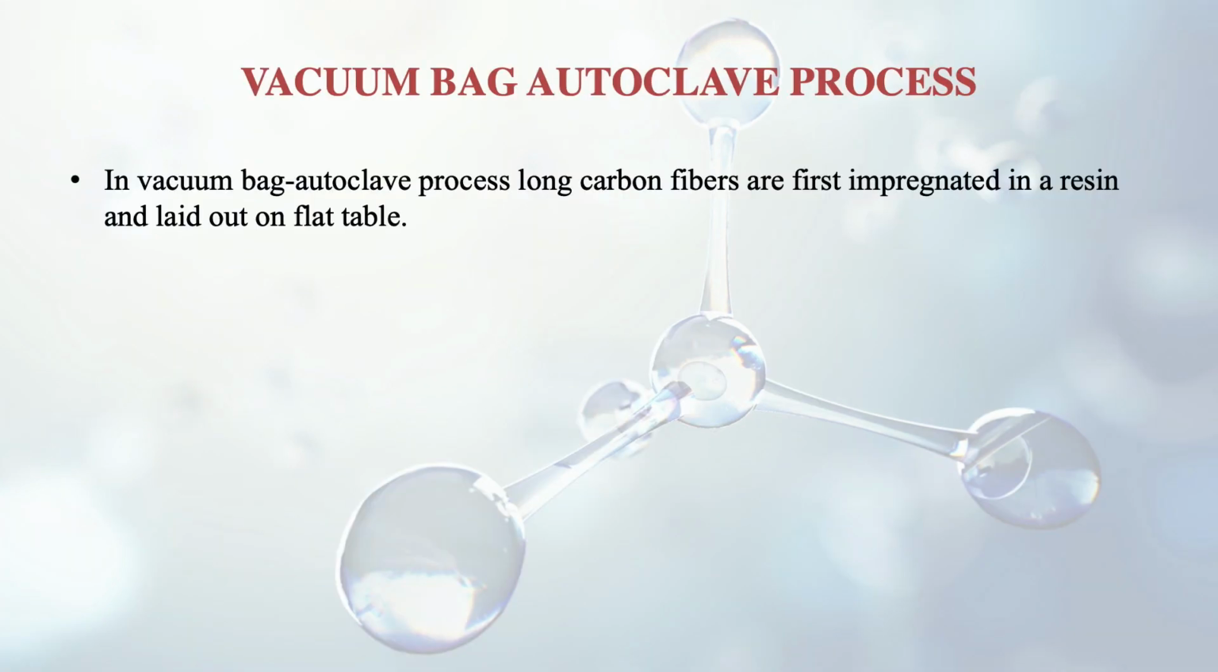Further we discuss about the vacuum bag autoclave process. In the vacuum bag autoclave process, long carbon fibers are first impregnated in a resin and then they are laid out on a flat table. So it's a simple process. We can say that carbon fibers which are very long are mixed with a resin and then they are laid out on a flat table.